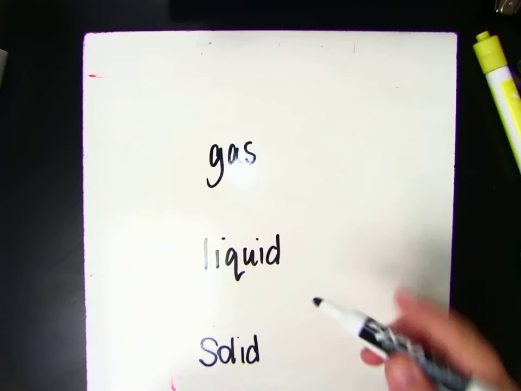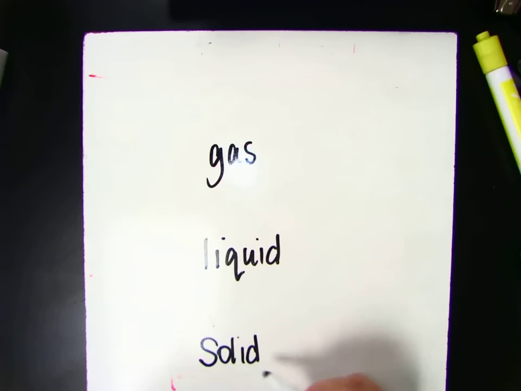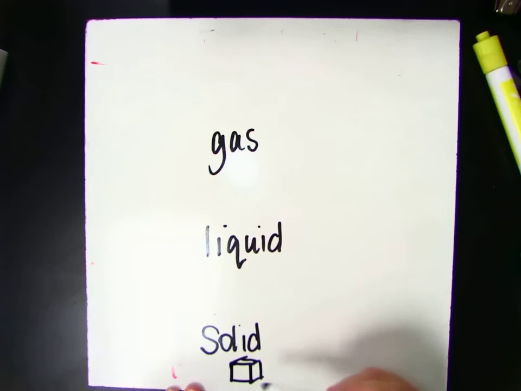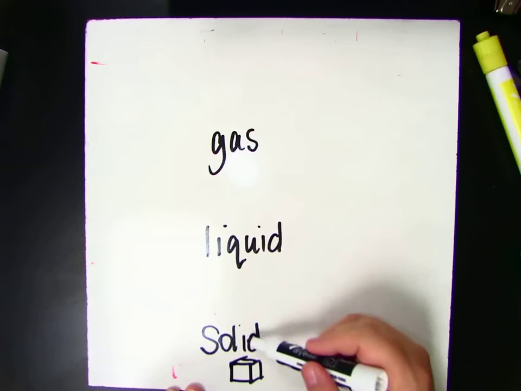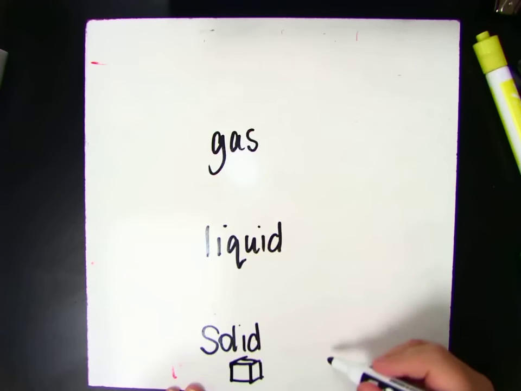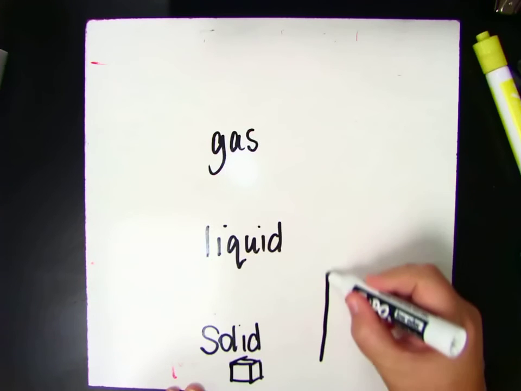Think in terms of an ice cube. If I have an ice cube and I want to change it to water, I have to change the temperature. And in order to change it from a solid to liquid, I actually have to increase the temperature.